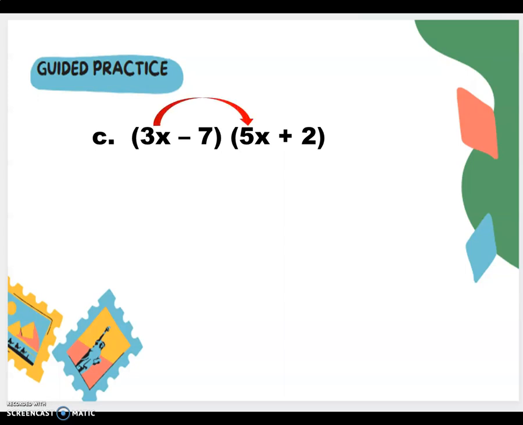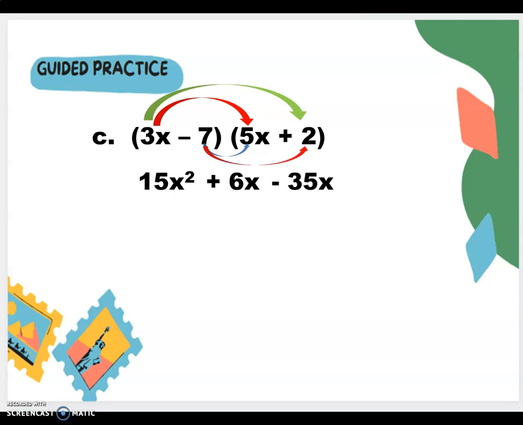And then last, so application of FOIL method. First term, 3x times 5x is positive 15x squared. Outside, 3x times positive 2 is positive 6x. Negative 7 times 5x is negative 35x. Negative 7 times 2 is negative 14. Equals 0. Tayo na po maglalagay ng equals 0.